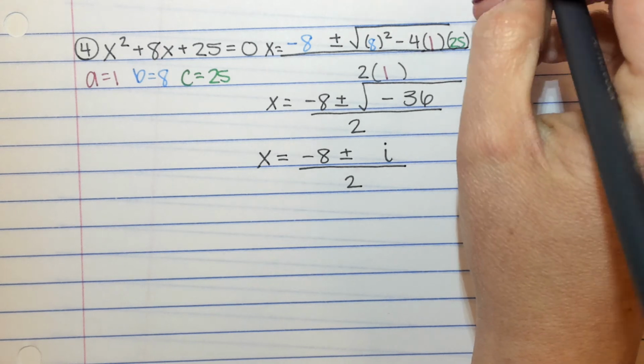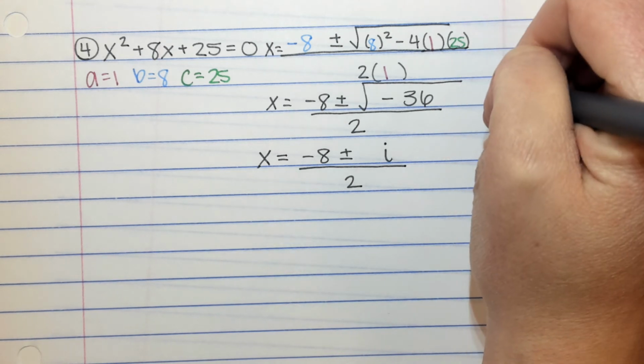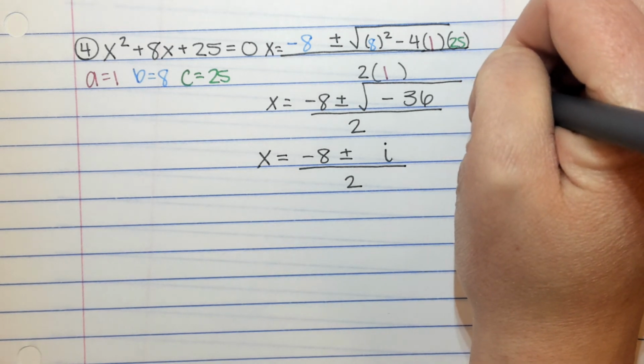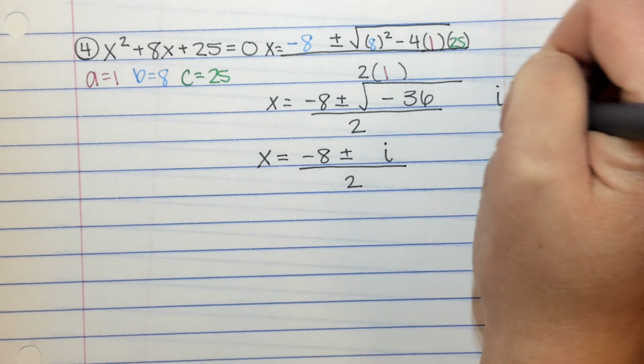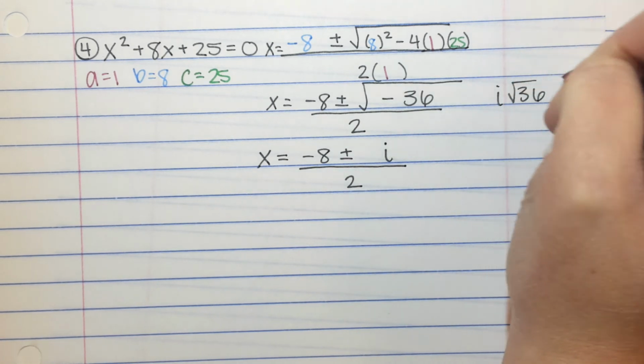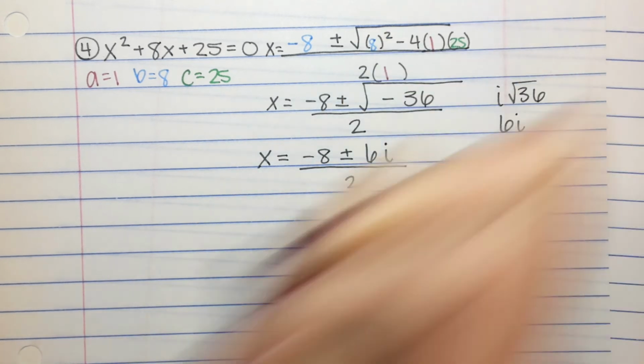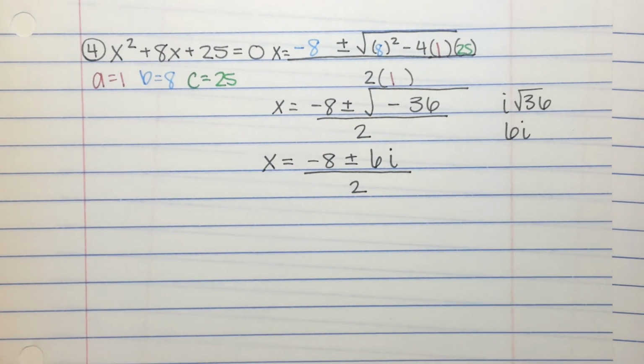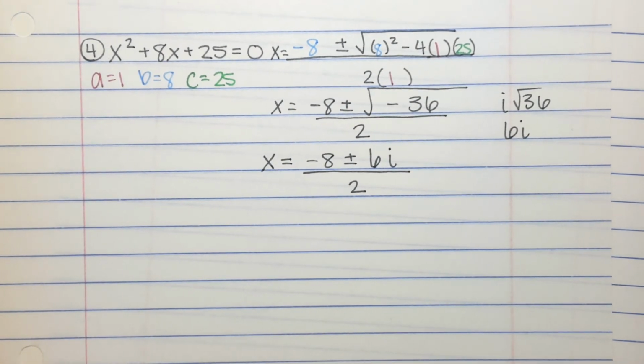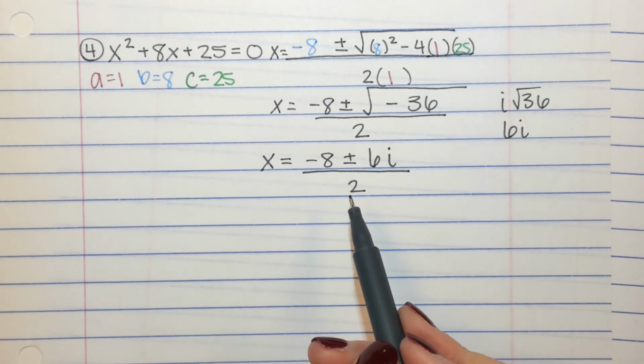So now I need to do the square root of 36. Okay, so that's i square root of 36. 36 is a perfect square. It's 6 times 6, so that's just going to simplify to 6i. Okay, so this is an imaginary solution. It's not real.